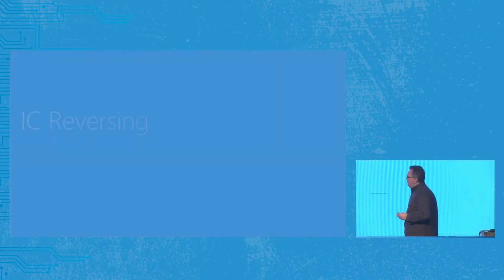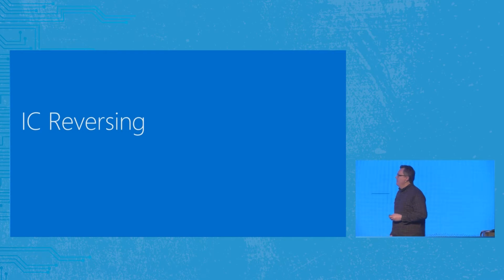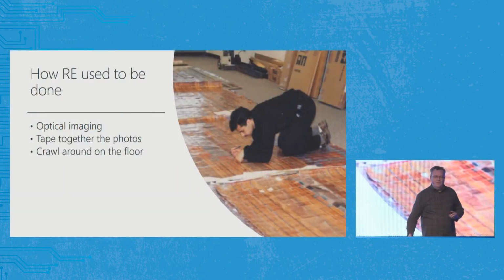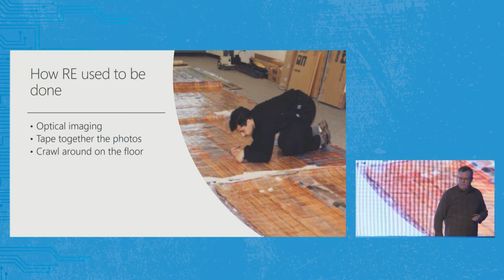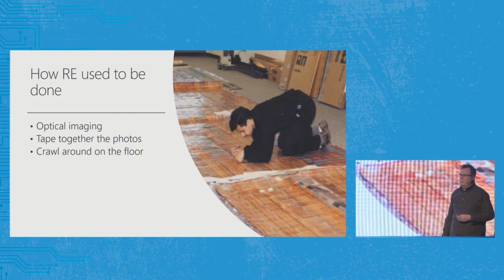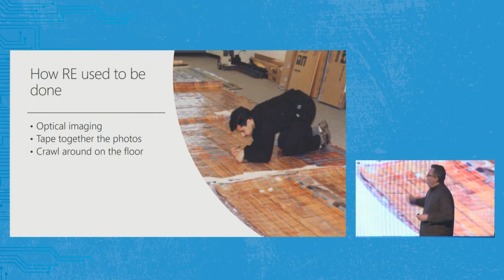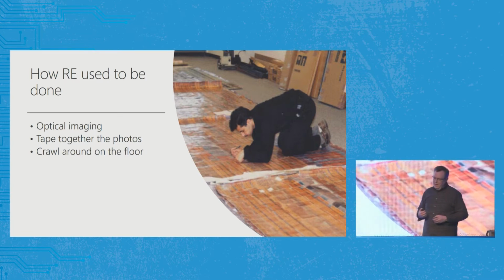All right. So moving on to the IC reversing. How was reverse engineering used to be done? Okay, the reverse engineering technique effectively was optical imaging. I take my particular chip, I take lots of photographs of it, I tape them all together and crawl on the floor looking for this. So this happened for debugging. This also happened for looking for security vulnerabilities, faults, and backdoors.